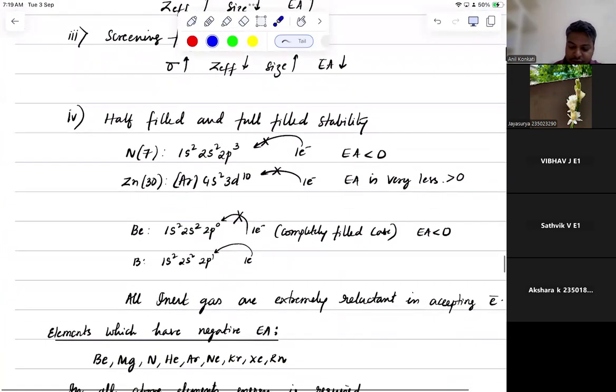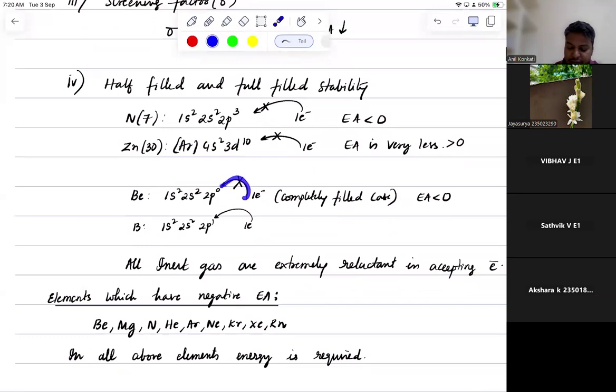Next, when you have half filled or full filled stability, nitrogen has 1s2, 2s2, and 2p3. It will be highly reluctant to accept the electron here. So therefore, electron affinity for nitrogen is negative. And same logic applies to zinc. Zinc is 3d10. It will be highly reluctant to accept any electron. There also electron affinity is positive, but very, very less positive. Beryllium will not accept an electron at all. That is also electron affinity being negative.